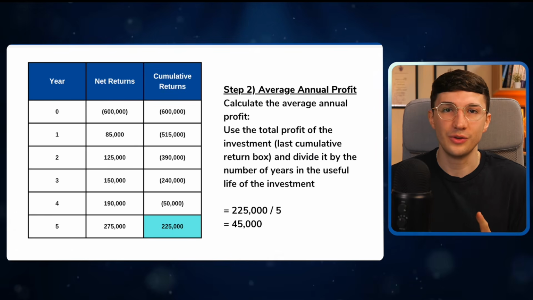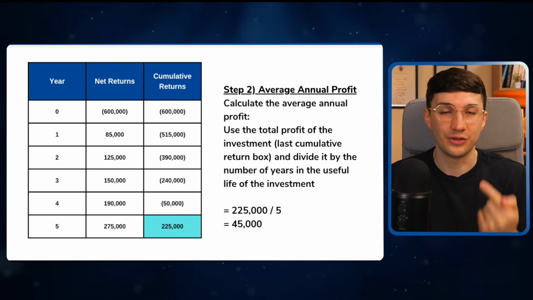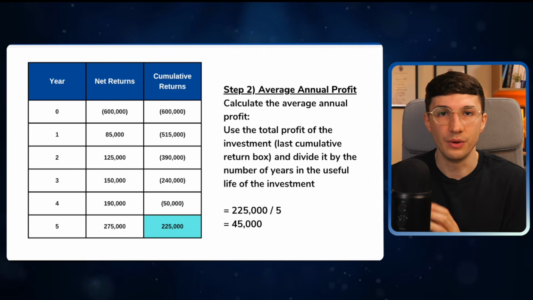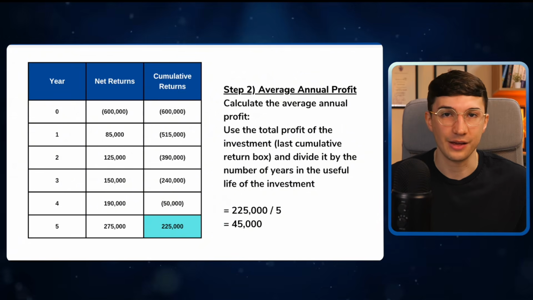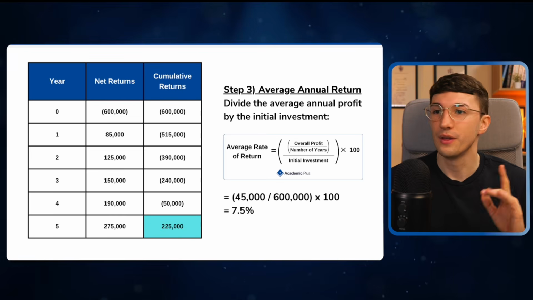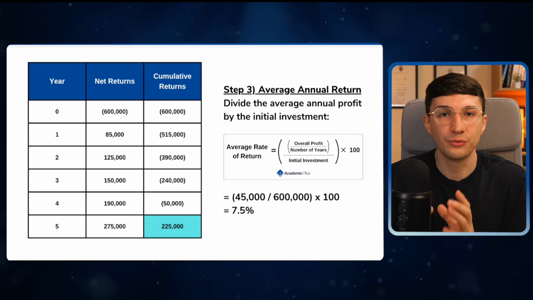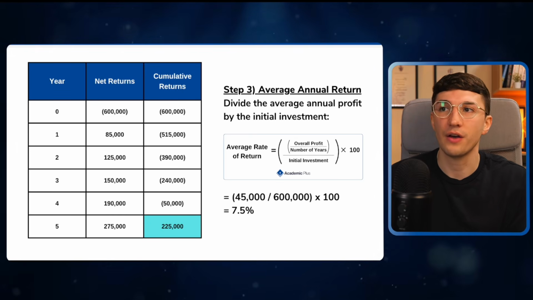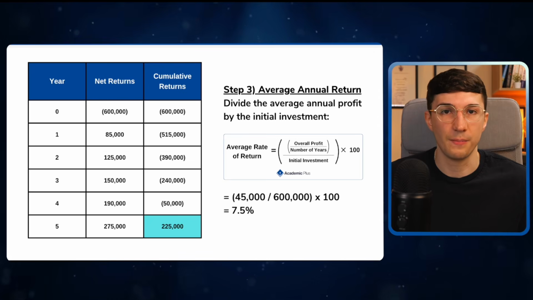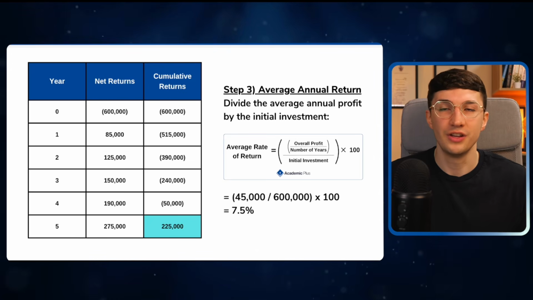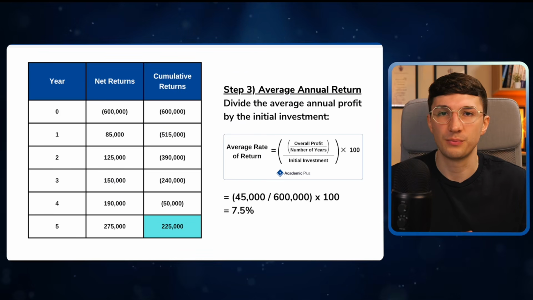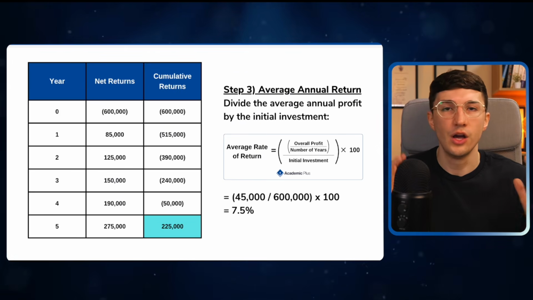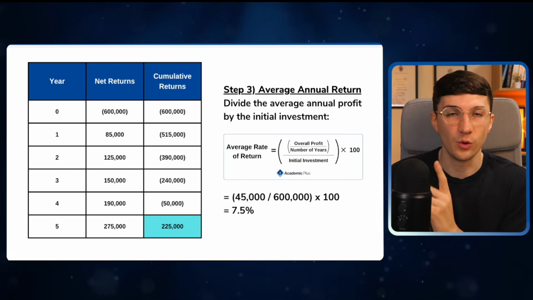Now, all we need to do now is to take the average annual profit number and divide by your initial investment, times by 100 to get it as a percentage. So all we do, £45,000, the average annual profit, divide by that initial investment of £600,000 and then times by 100 to get 7.5%. Now just be careful with that initial investment. Don't treat it as a negative number, just treat it as a positive number for this calculation.